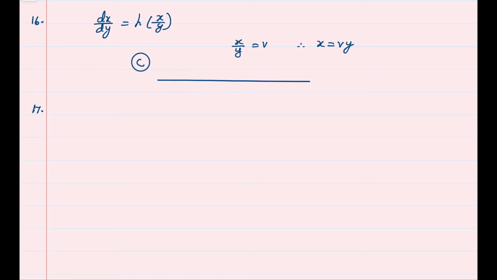Look at option D, the degrees are the same. For all coefficients of dx and dy, the degree is 2. Therefore, D is the homogeneous differential equation.